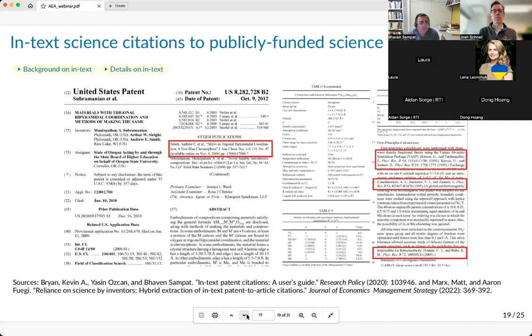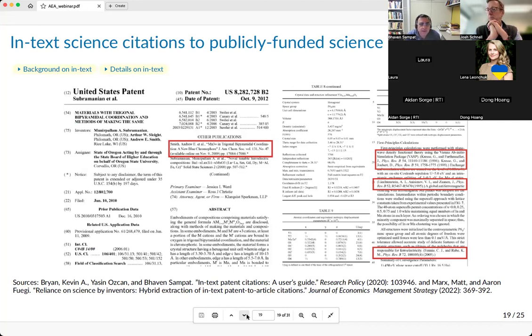One thing that I've done with Kevin Bryan, Yasin Oskan, and now Matt Marks from Cornell and his team, who has really scaled this up, is to go beyond these front page citations to fulfill this vision that Griliches had, to really take advantage of the patent text, which Griliches couldn't do in 1990, but now with modern computational techniques we can.